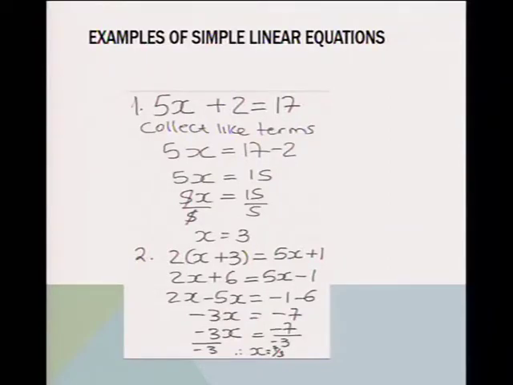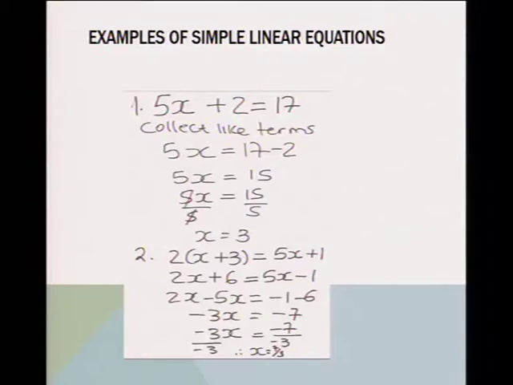We can see that we have a coefficient of 5 with its variable x, plus 2 equals 17. Now 5 is the coefficient, x is the variable that is unknown. Now we need to solve for the unknown variable. Now how do we do it? We have to collect like terms. How do we collect like terms? All the terms that have x, bring them on one side. All the constants that do not have variables, you bring to the other side.